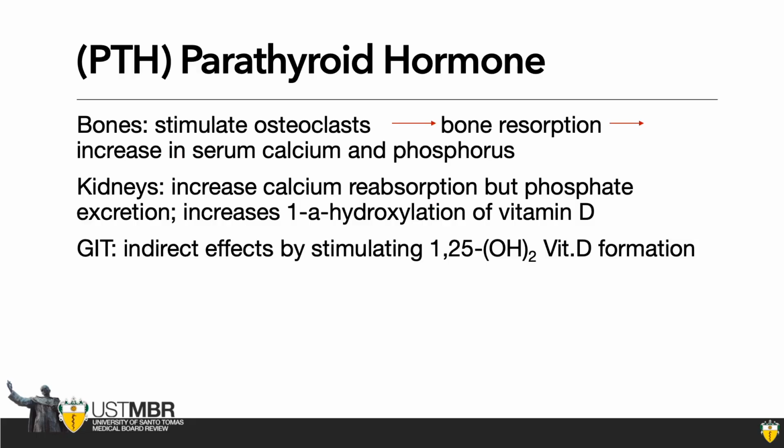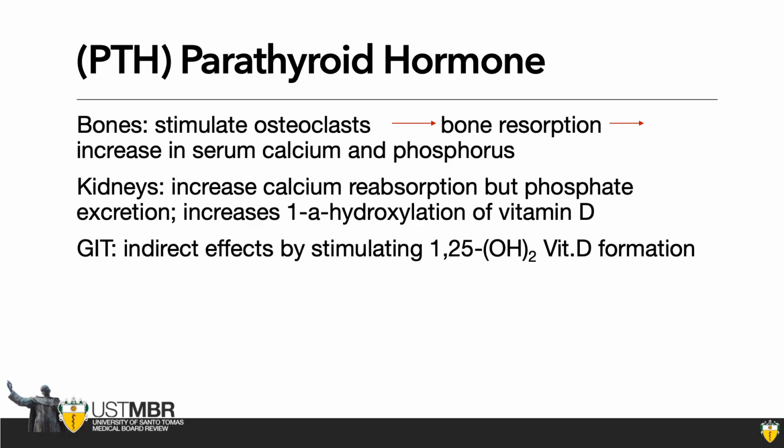Let's talk about the most important one, parathyroid hormone from the parathyroid glands. We have 4 parathyroid glands. Some people will have 3 or 5, but all you need is one for the parathyroid hormone to work. So how does it affect the bones?